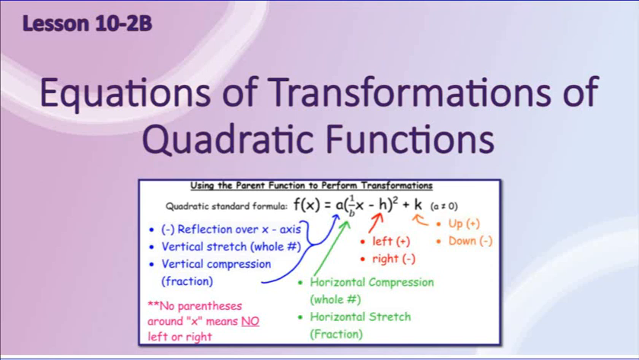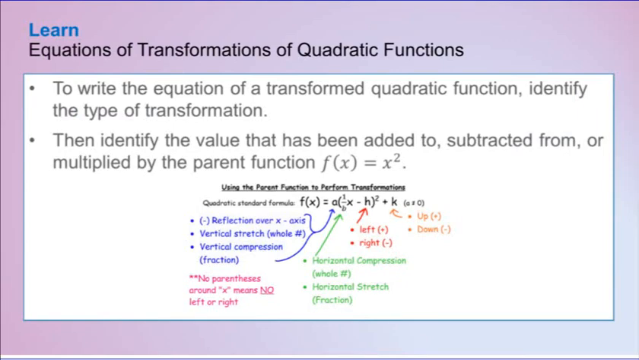Lesson 10-2b, equations of transformations of quadratic functions. To write the equation of a transformed quadratic function, we need to identify the type of transformation being used. Then identify the value that has been added to, subtracted from, or multiplied by the parent function. And for a quadratic, the parent function is f of x equaling x squared.